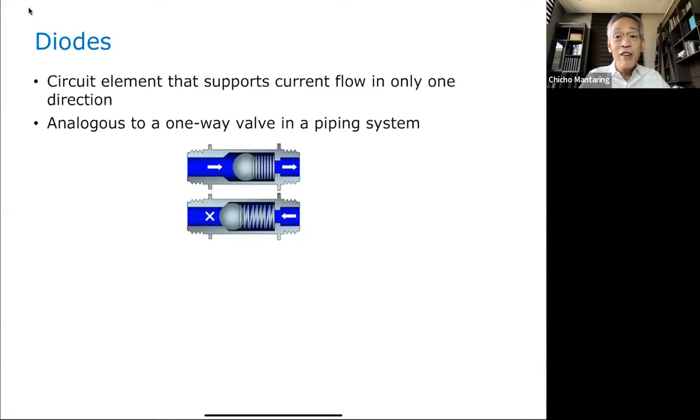Plumbers refer to this as a check valve. Plumbers here in the Philippines, they refer to this as a check valve. So this is analogous to the diode, where the water is current, and the direction of flow is the direction of flow of the current.